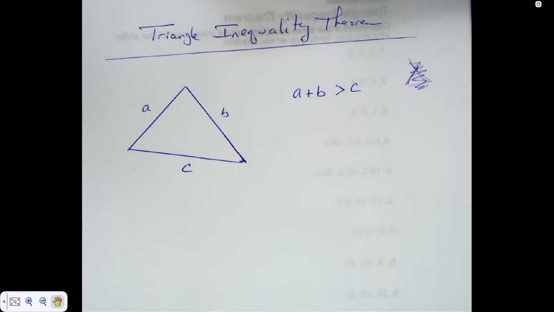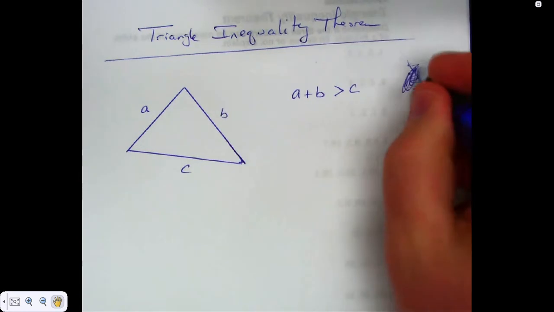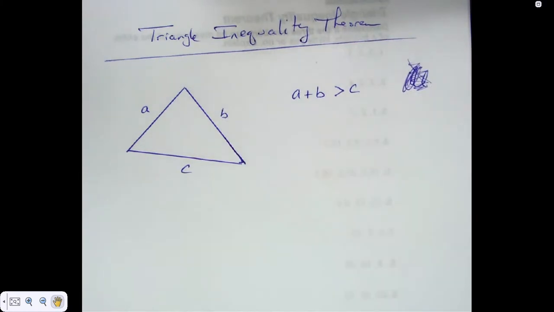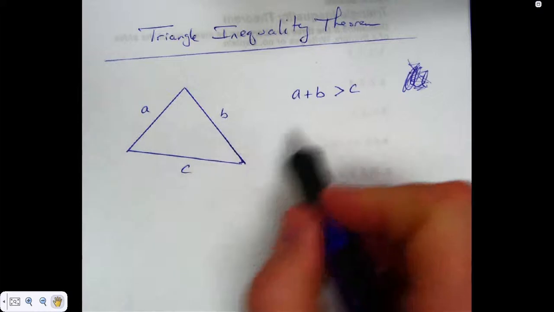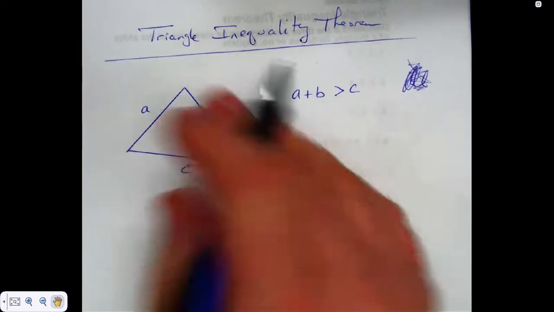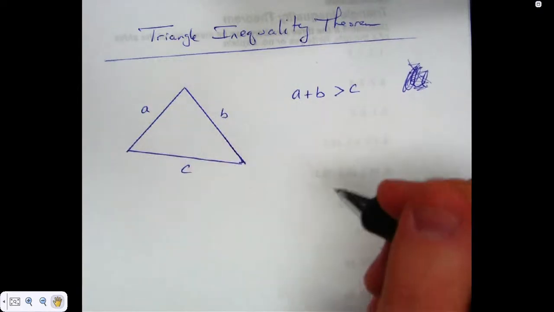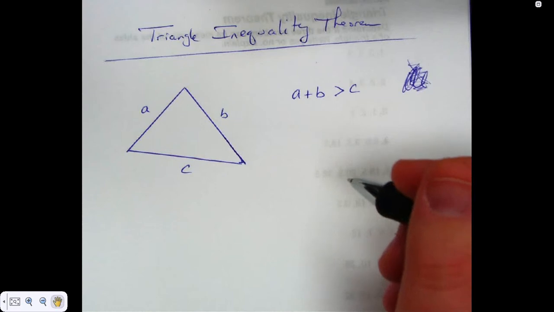What other inequality would I need to write here? I've only done one situation. What else do you think I could say? Like C is less than A plus B. I could flip it around. True. But I've said that A plus B has to be bigger than C. What I'm saying is that any two sides added together have to be bigger than the third side.